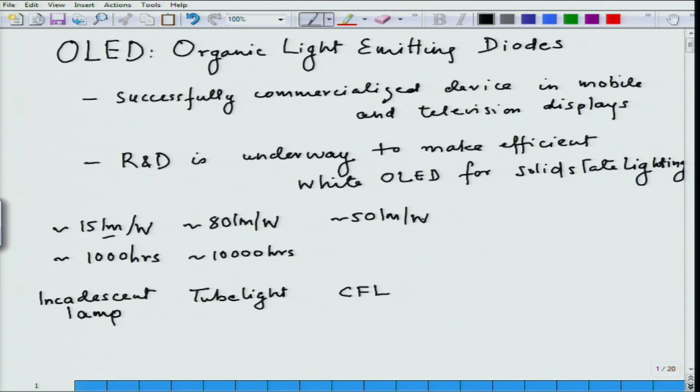but there is a drive to replace at least the incandescent bulb, which is much less efficient, and even in some cases the tube light, which has a much higher lifetime in this particular case. And then the current trend is to go towards solid state lighting, especially inorganic LEDs.